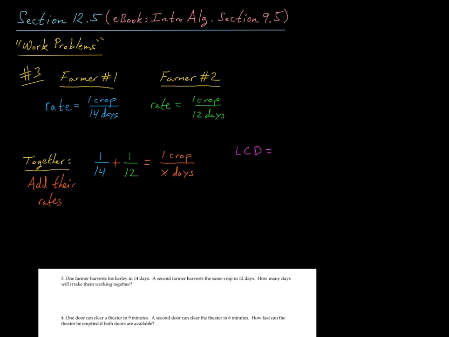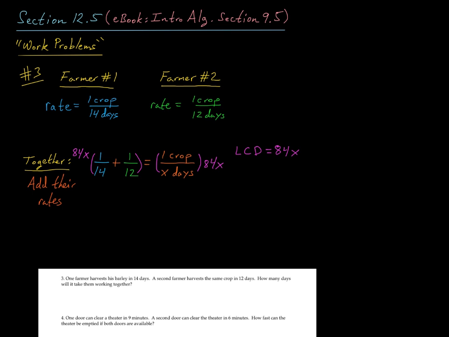To solve it, let's multiply both sides by the LCD. For 12 and 14, 84 is the smallest number that both 12 and 14 go into evenly. And I'm also going to need an x, so I'm going to multiply both sides of our equation by 84x. So here and here.